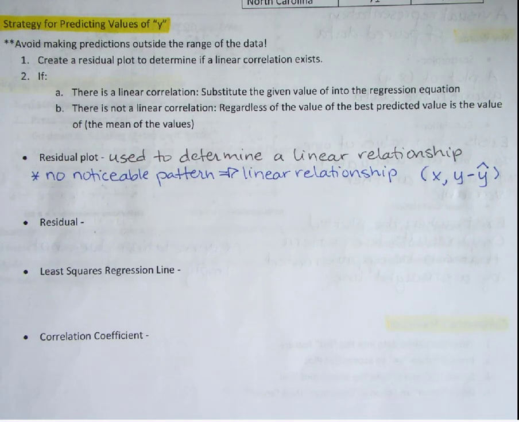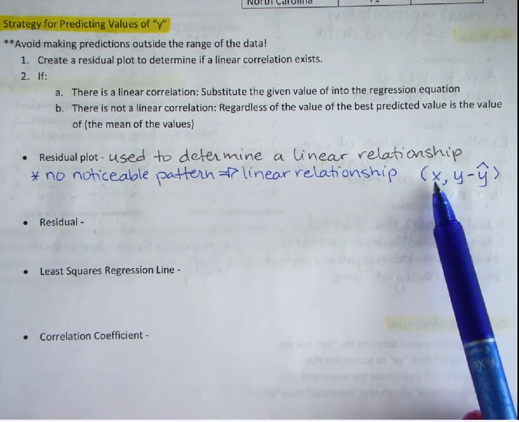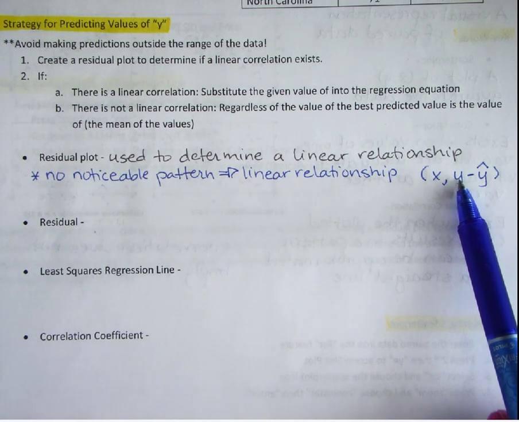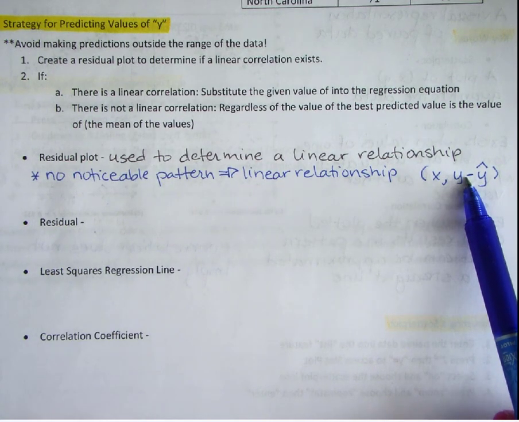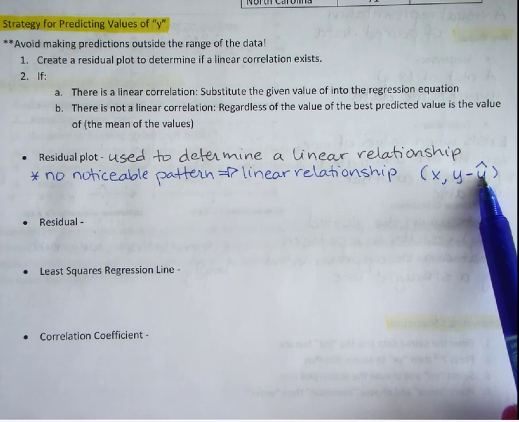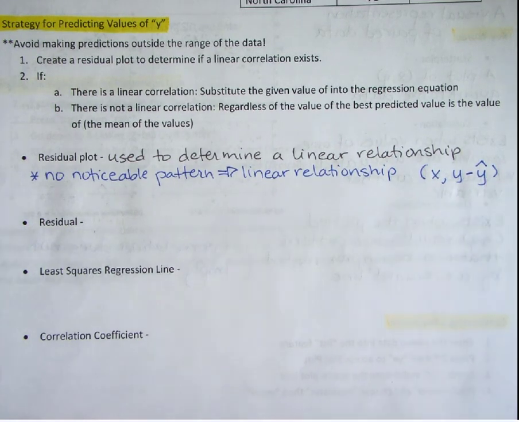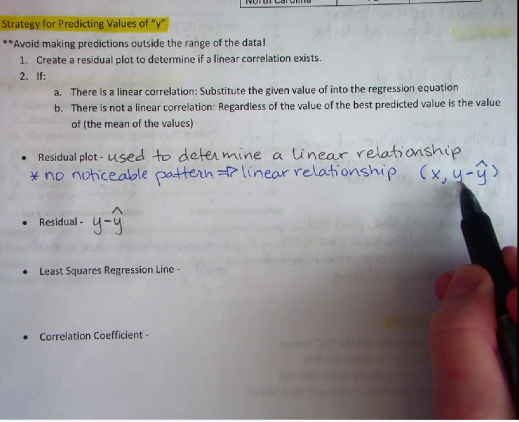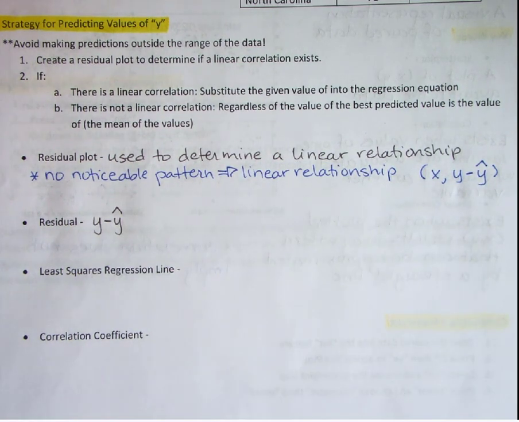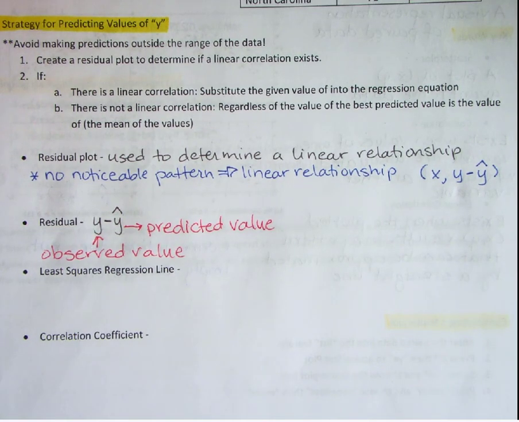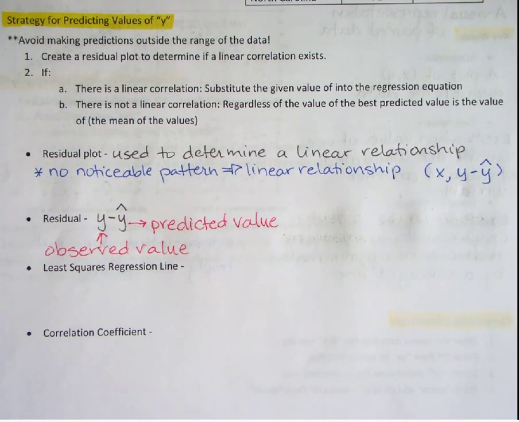Coordinates of a residual plot are of the form x, and then the y coordinate is y minus the predicted value of y, known as y hat. The residual is given by y minus y hat, or this value here as the plotted y value. Those are indicated by looking at the difference between the observed value and the predicted value.